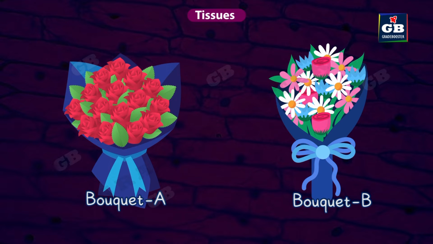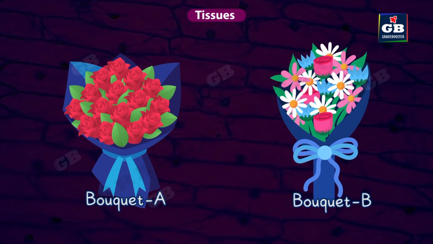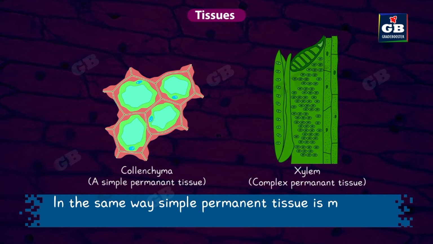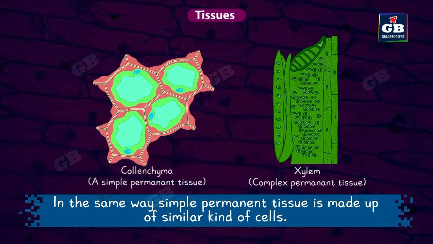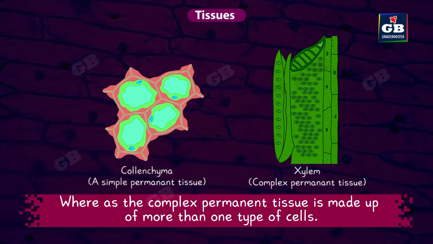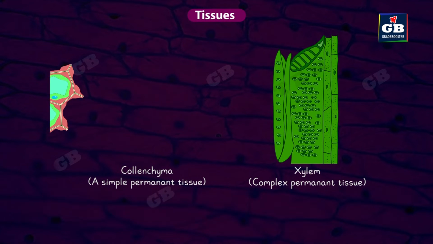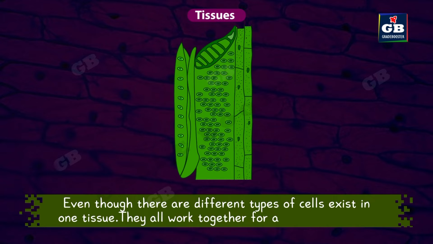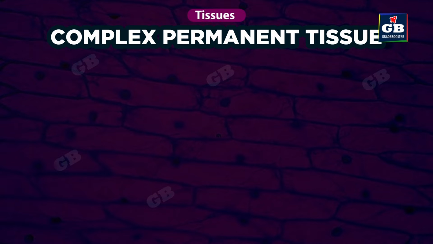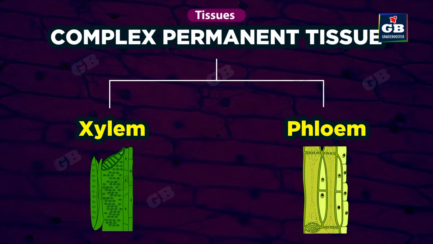Yes, bouquet A is made up of same type of flowers, and bouquet B is made up of different types of flowers. In the same way, simple permanent tissue is made up of similar kind of cells, whereas the complex permanent tissue is made up of more than one type of cells. Even though different types of cells exist in one tissue, they all work together for a common function. The complex permanent tissues in plants are of two types, xylem and phloem.